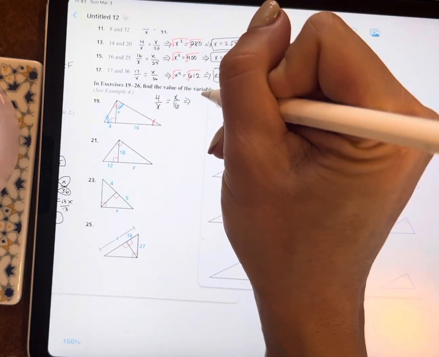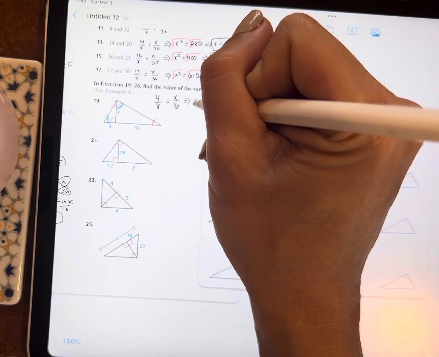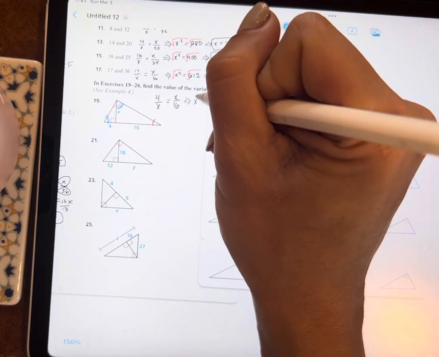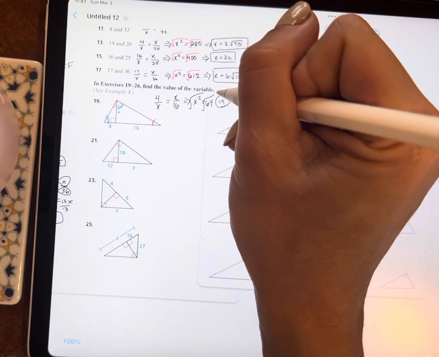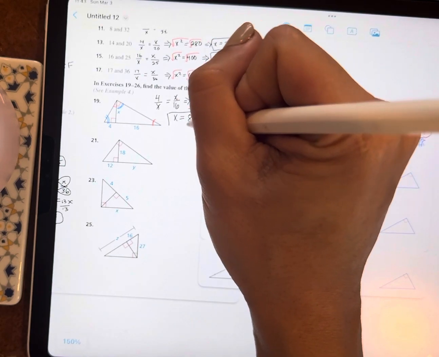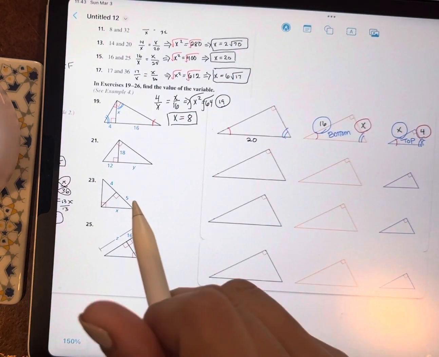When I cross multiply this, I get X squared equals 64. And when I square root both sides, I get that X equals 8. Okay, number 21.